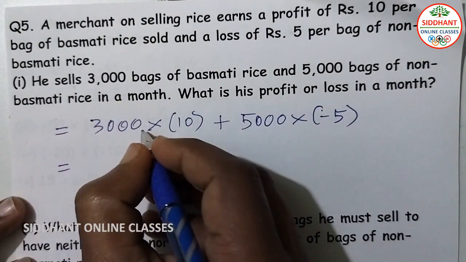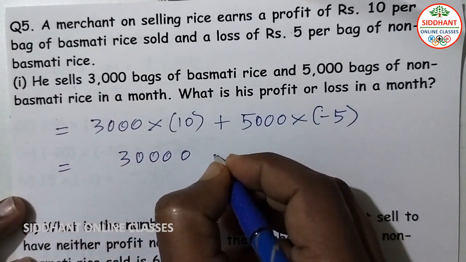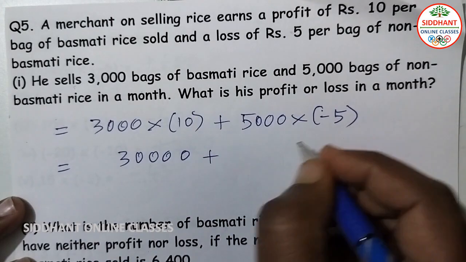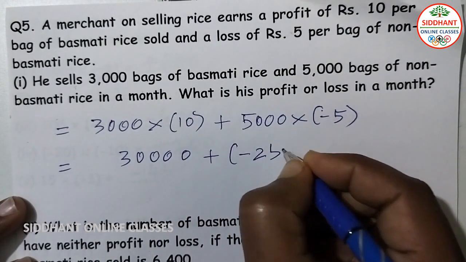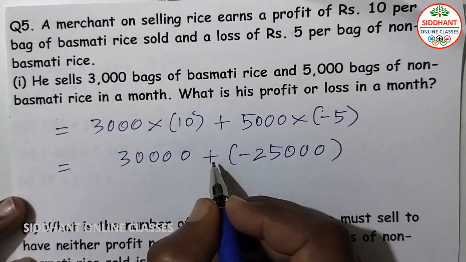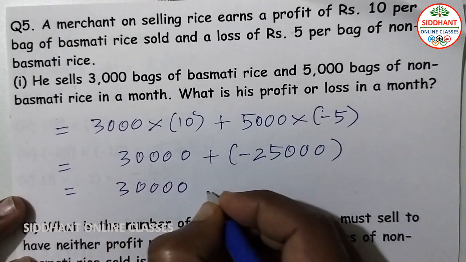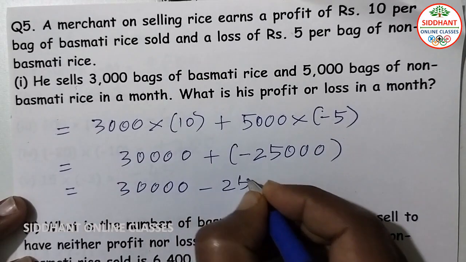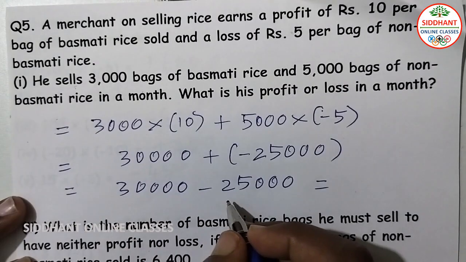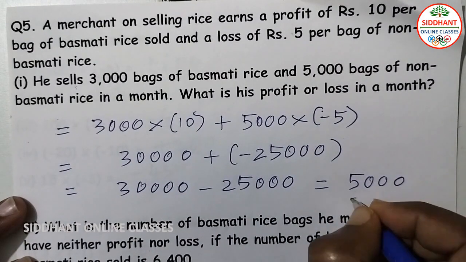So now 3000 into 10, that will be 30,000. So plus here 5000 into minus 5, that will be minus 25,000. So we know plus into minus, that will be 30,000 minus 25,000, we get 5,000 here.